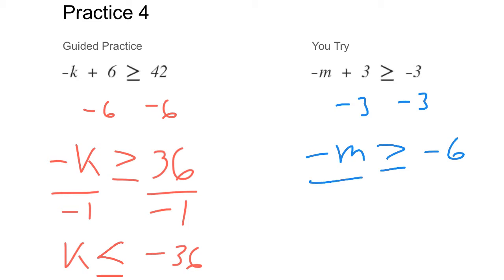I'm going to divide both sides by -1 to get rid of that negative. That leaves me with m on this side and 6 on the other side. And then, since I divided by a negative, I need to flip that sign, and it becomes m is less than or equal to 6. And that would be our solution set.